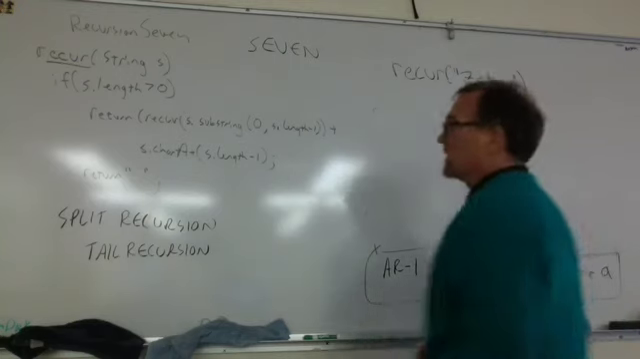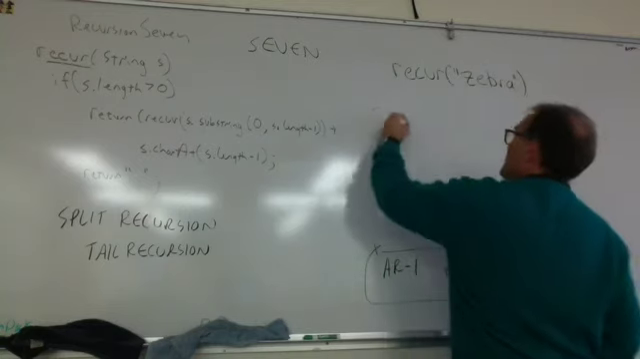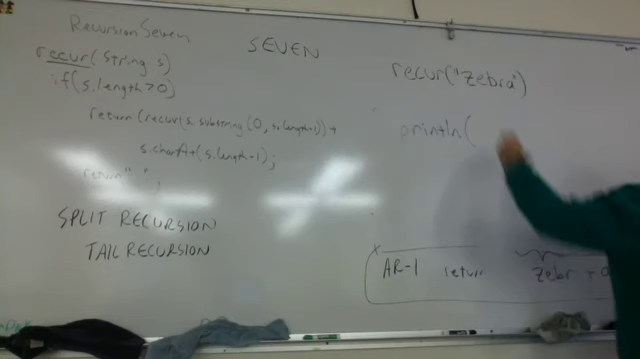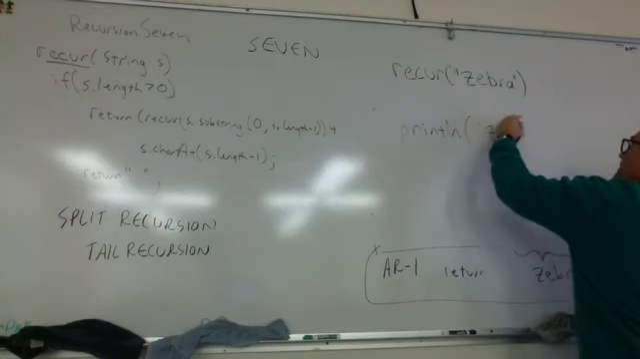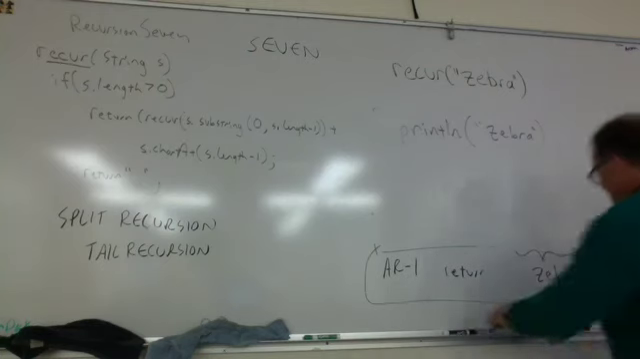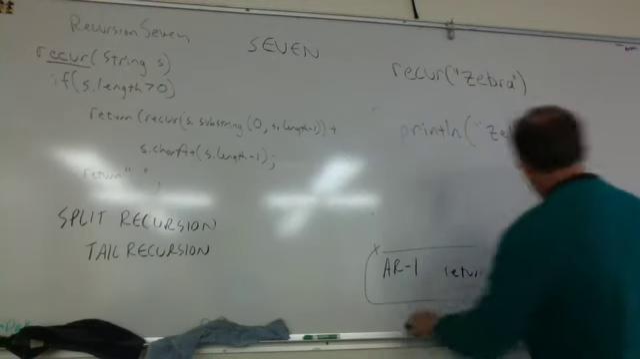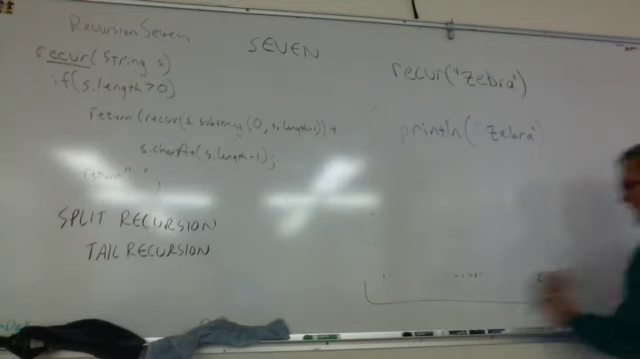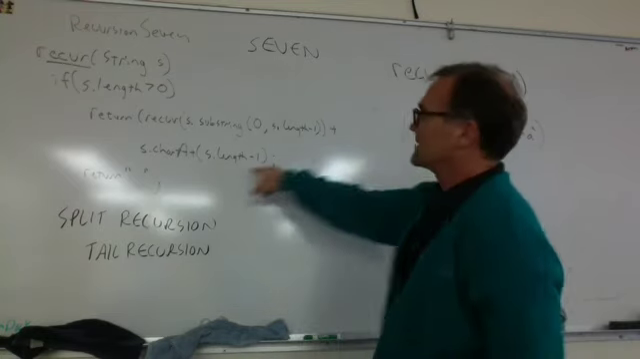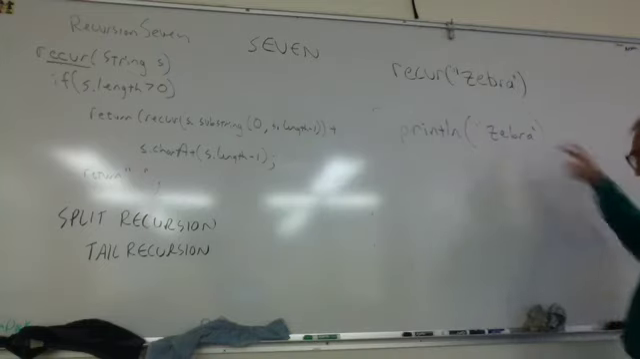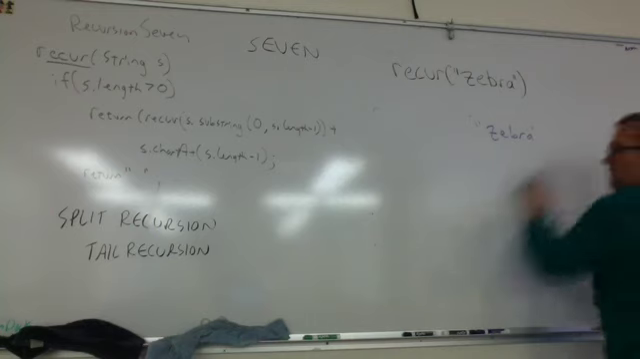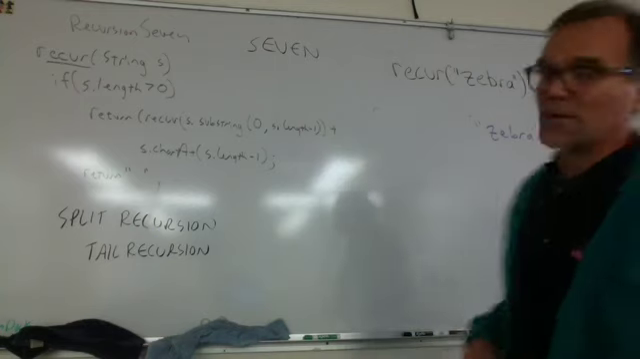So the final thing that gets put into the print line is zebra. So seems anticlimactic, but what we did, we peeled away one character at a time using the substring, okay, put it back together with the char at. Okay. So what gets printed out is zebra. That is Recursion 7.java.